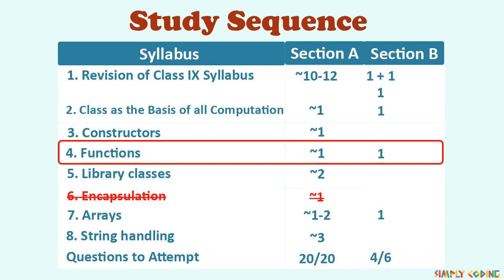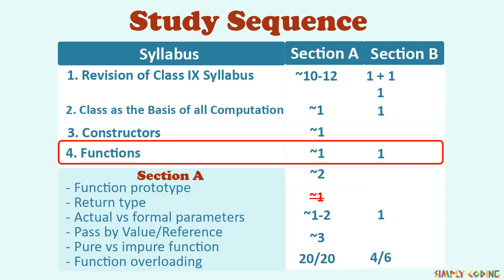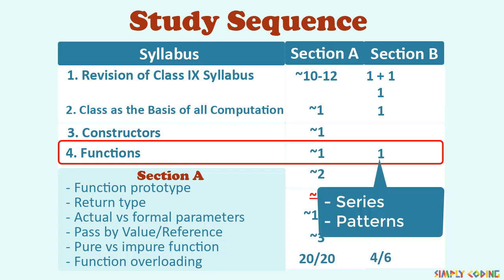Next is functions. In Section A, you should be able to answer questions on writing a function prototype, explaining return types like void, actual versus formal parameters, pass-by-value versus pass-by-reference, pure and impure functions, and function overloading. In Section B, you can expect a function overloading question. Since this is mostly combined with series or patterns, if you have revised the Class 9 syllabus, you will need to put in only a little extra effort to write them as functions.